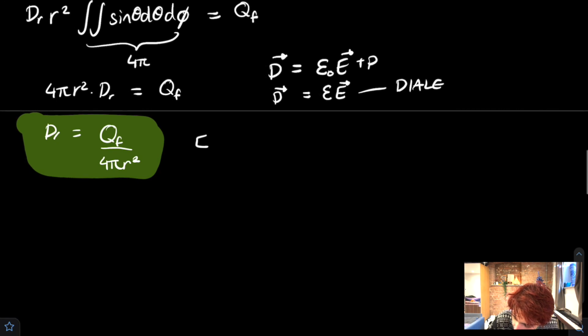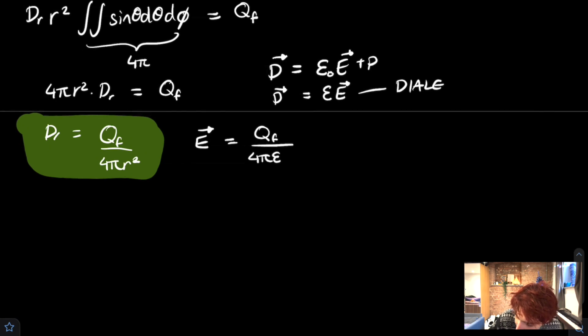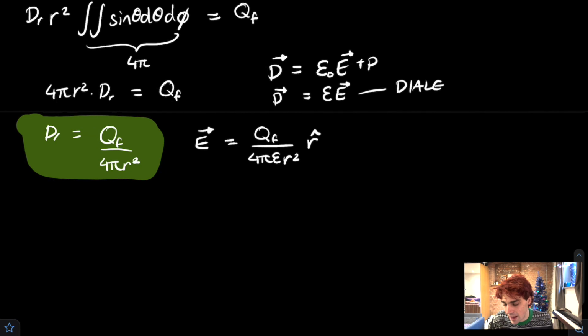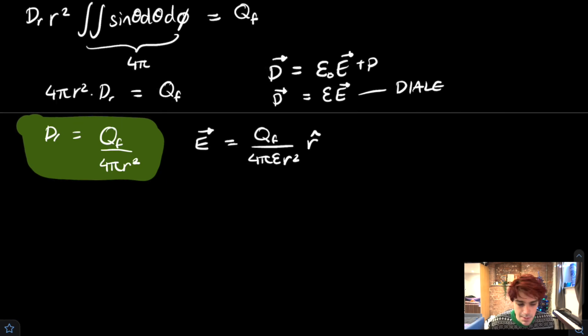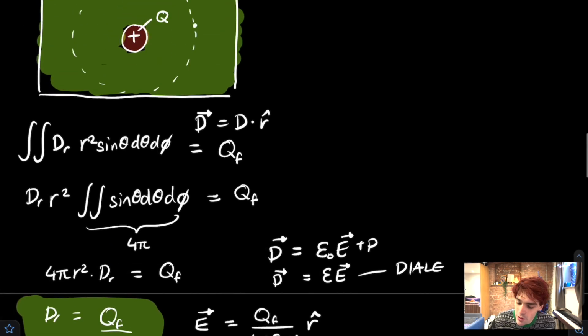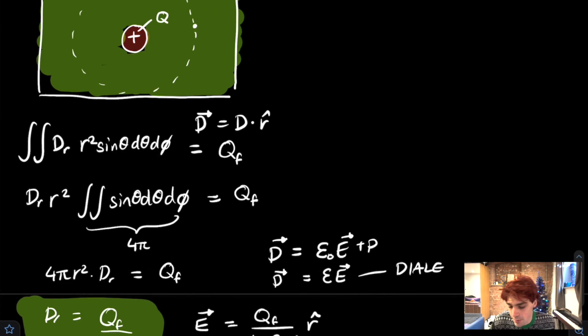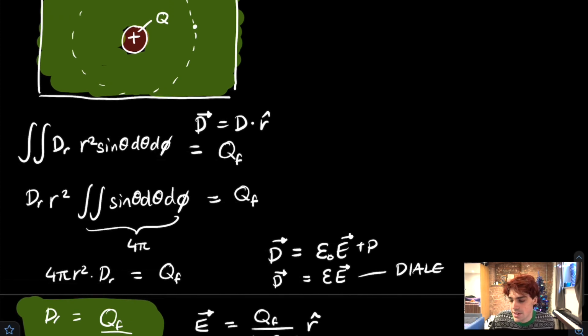So E, which is a vector, is equal to QF divided by 4 pi epsilon, remember it's not epsilon 0 because we're in a dielectric, times r squared. And this is going to be in the radial out direction. So as you can see, all that's changed when you add a dielectric is just the epsilon changes in this particular case. However, this is of course assuming that there is nothing but dielectric between the charge and where you're measuring it from. Things do in fact get a little bit more complicated when you have mediums which suddenly change.